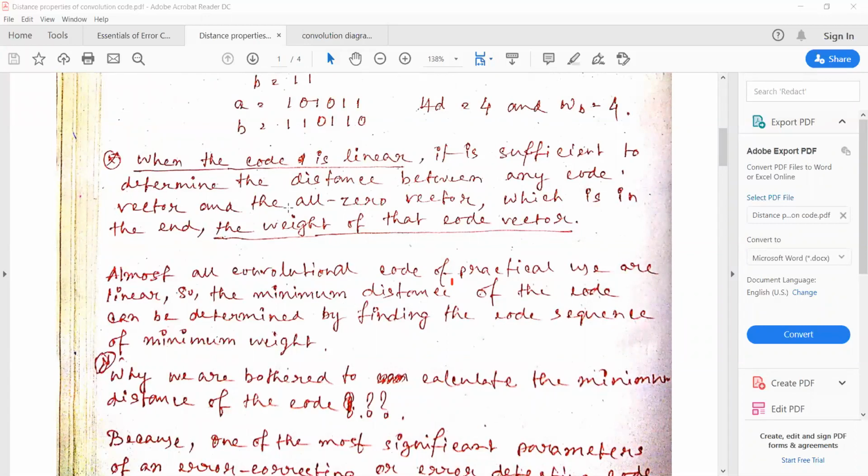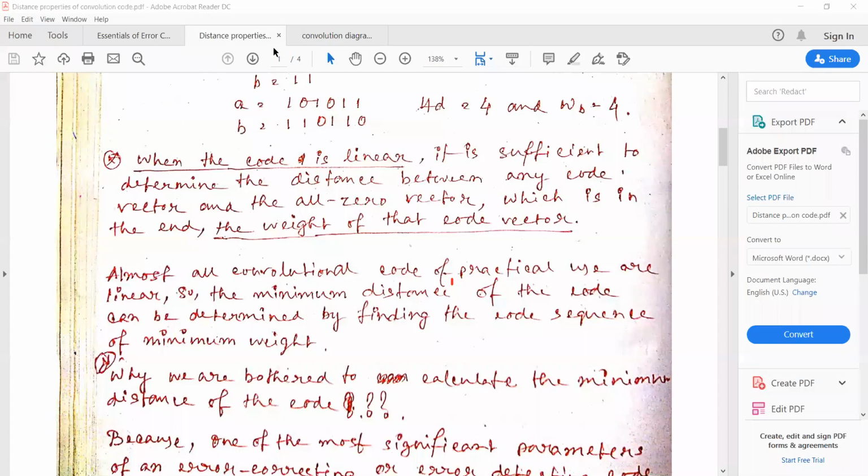But why are we bothered so much about calculating the minimum Hamming distance? What is the significance of calculating the minimum Hamming distance? What is the purpose of Hamming distance? It's basically for error correction and error detection purposes. So there are two things, error correction and error detection, and we will come to this later.